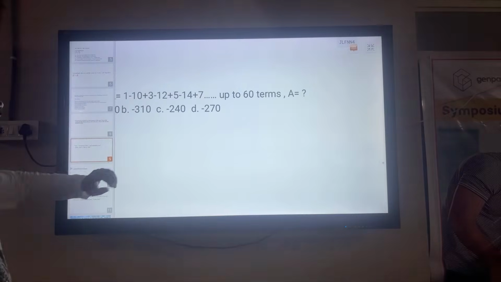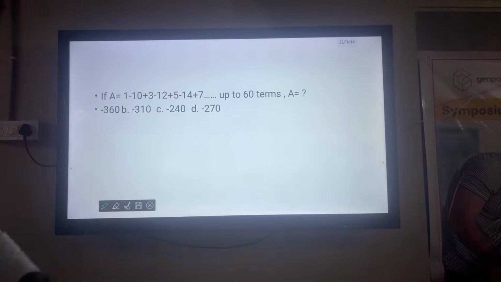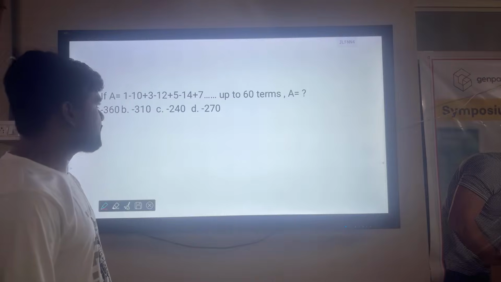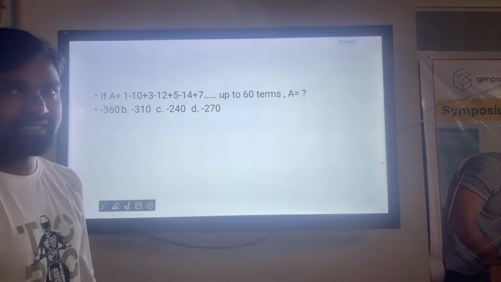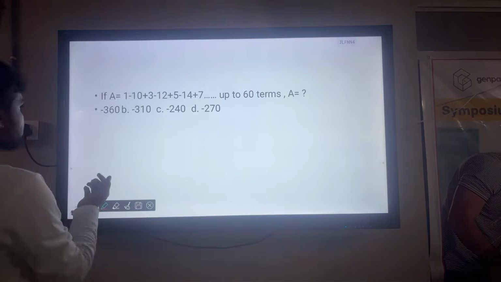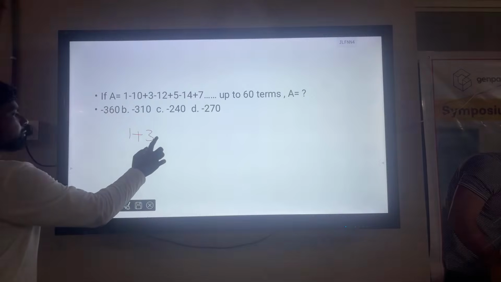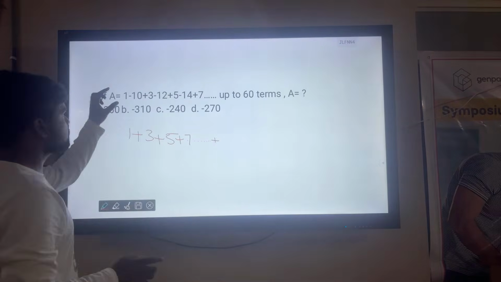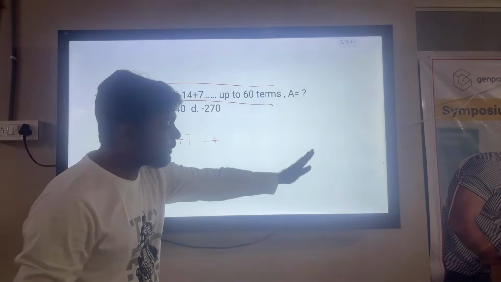Can you answer this question? It is from progression. If A equals 1 minus 10 plus 3 minus 12 plus 5 minus 14 plus 7, up to how many terms? 60 terms. First take 1 plus 3 plus 5 and so on up to 30 terms, and the remaining part is also 30 terms.